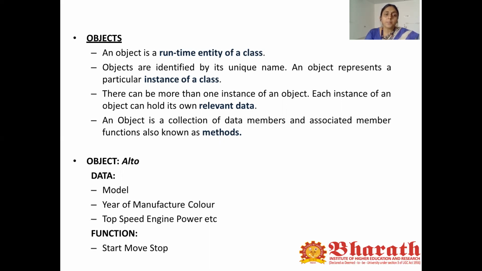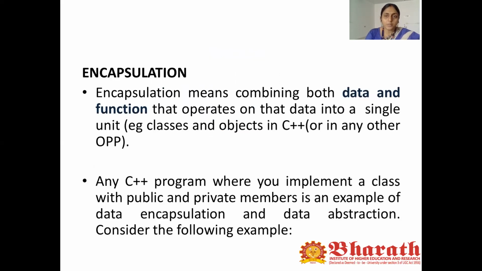Here is an example given for an object called Alto, which belongs to the car class. The properties or features like model, year of manufacture, color, top speed, engine power, all will be applicable to this individual object Alto. And the functions like start, move, stop also will be applicable to the object Alto, which belongs to the class car.